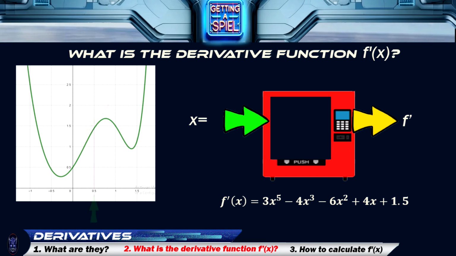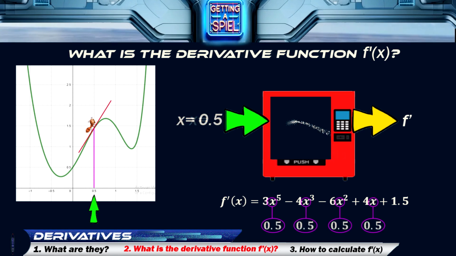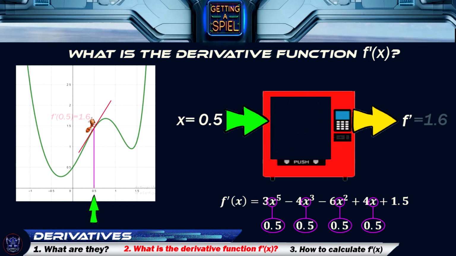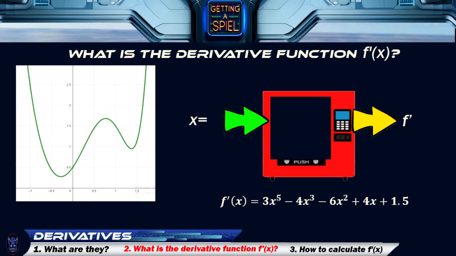Here is another example. Let's ask the derivative what the slope of Hypatia the ant is at x equals 0.5. All we have to do is substitute x equals 0.5 into the derivative, and it tells us 1.6. This result is positive, meaning our ant is increasing, and it doesn't seem like a particularly steep climb.